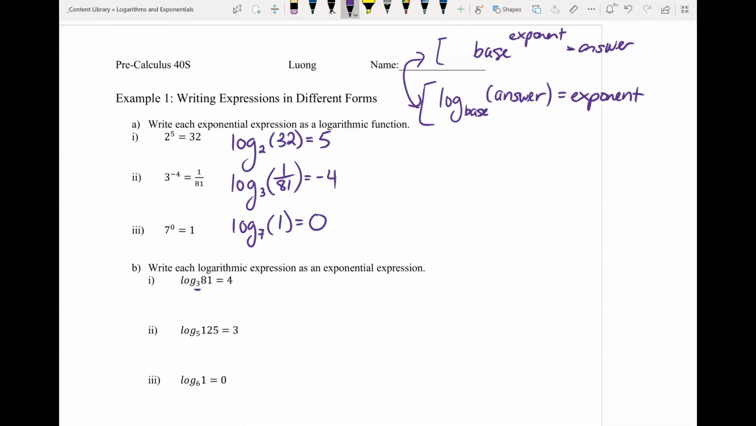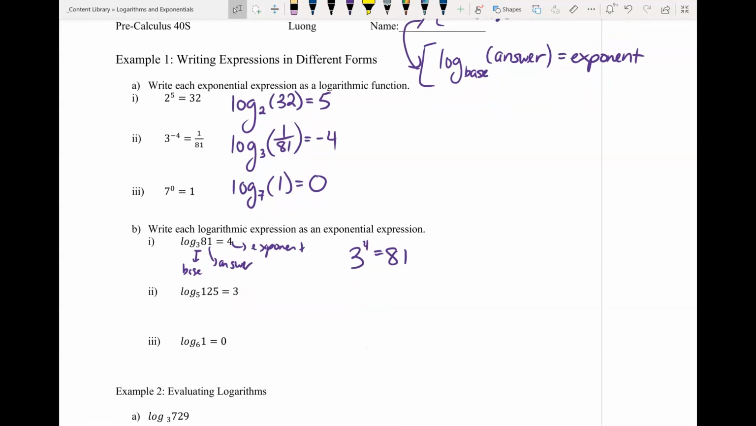So our base is here. This is the answer, and this is the exponent. So that means we have a base of 3, our exponent is 4, and this should be 81. For the next one, our base is 5, our power is 3, and our answer is 125. Lastly, our base is 6, our exponent is 0, and our answer is 1.